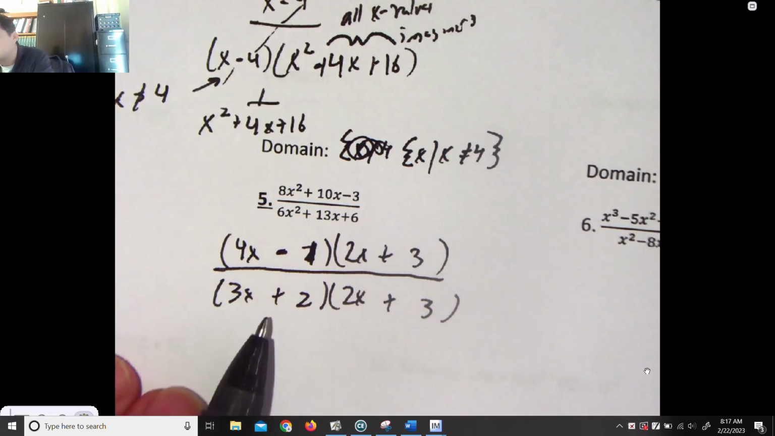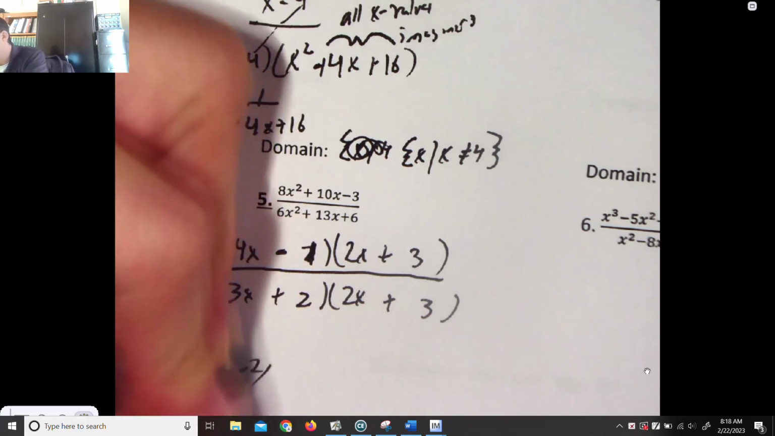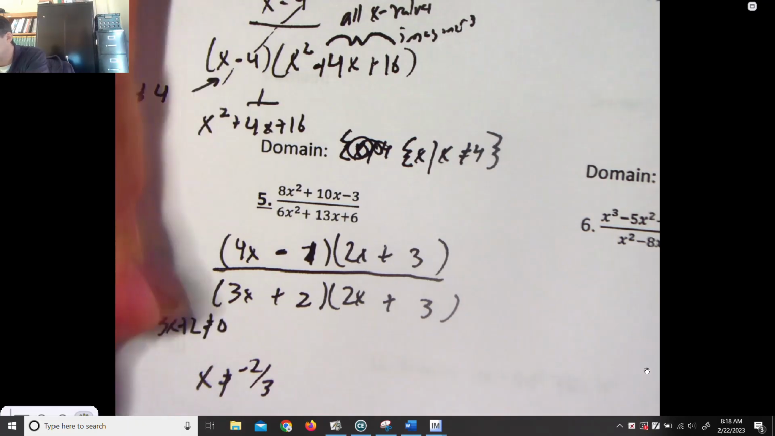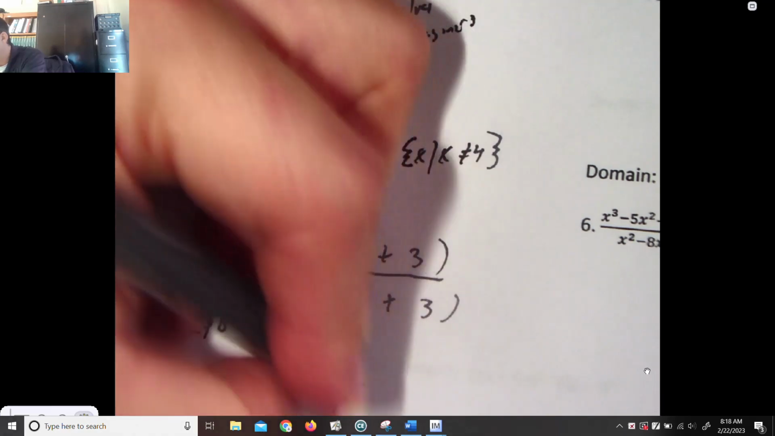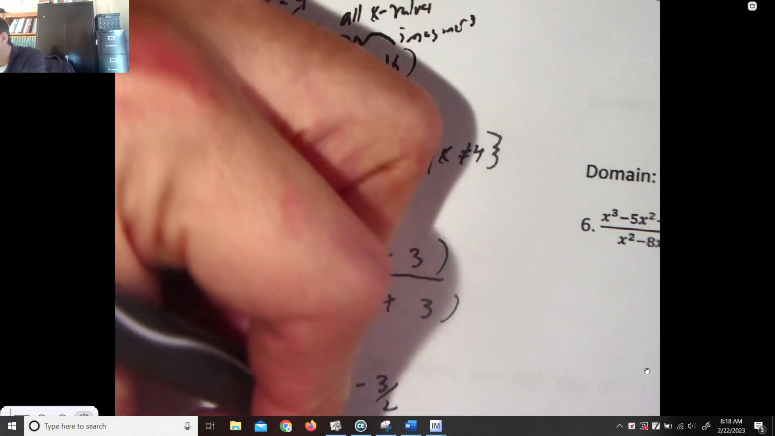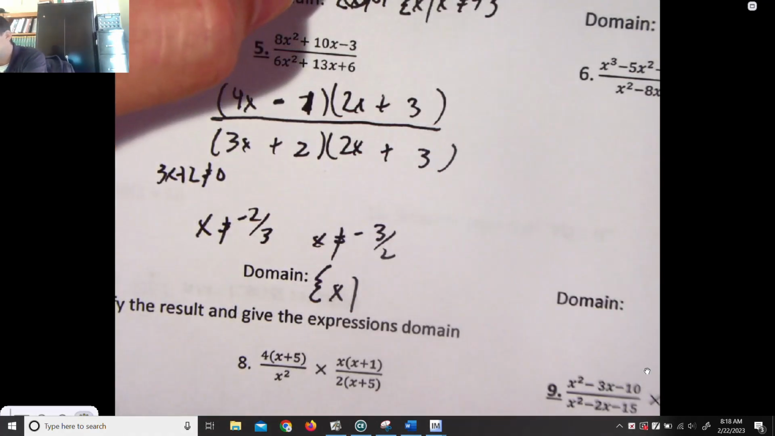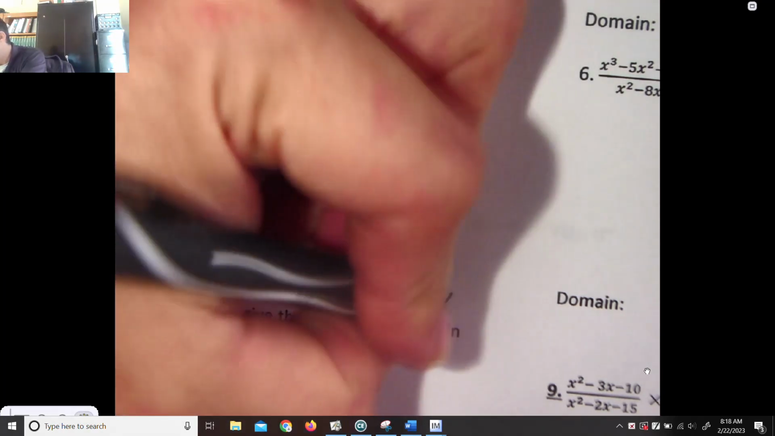I'm going to go ahead and do my domain first. You can't divide by 0. So x cannot be negative 2/3 right here, because I'm thinking 3x plus 2 is not 0. And x cannot be negative 3/2 right here. So if I like set builder notation, which is easiest to write, all values of x such that x is not negative 3/2 and x is not negative 2/3.